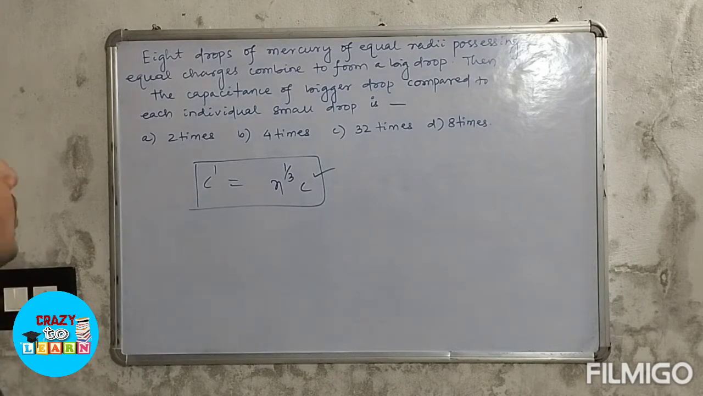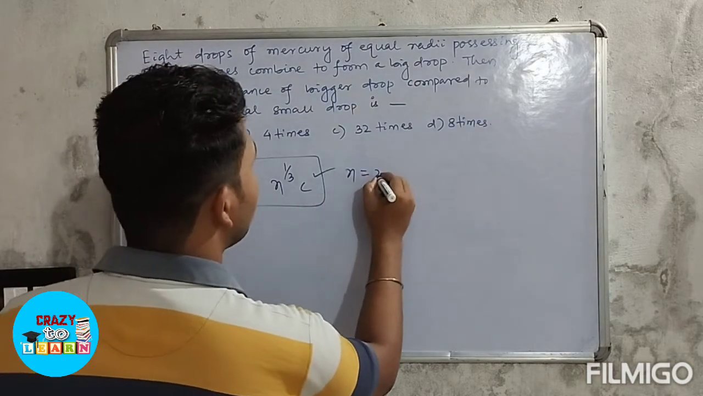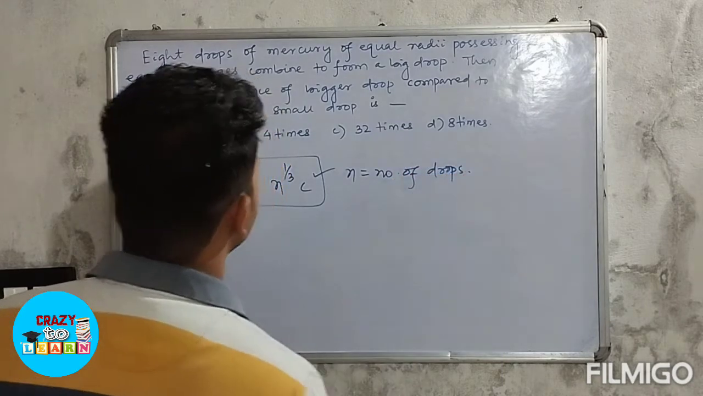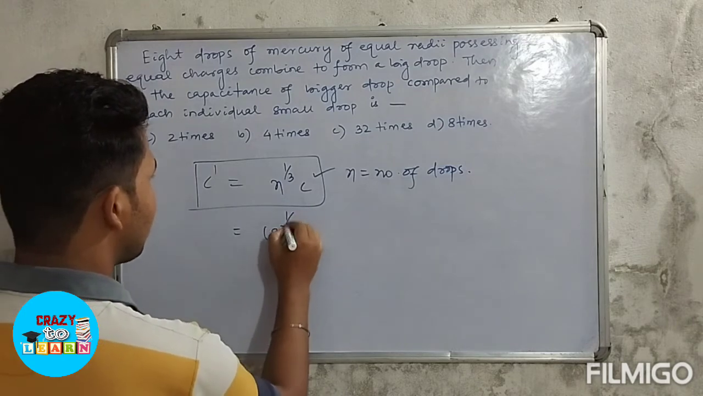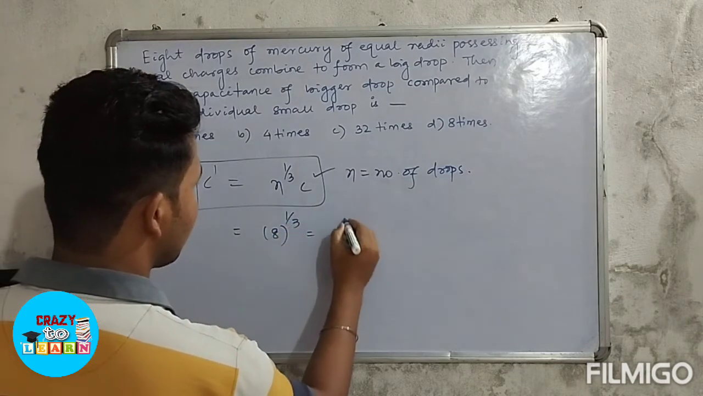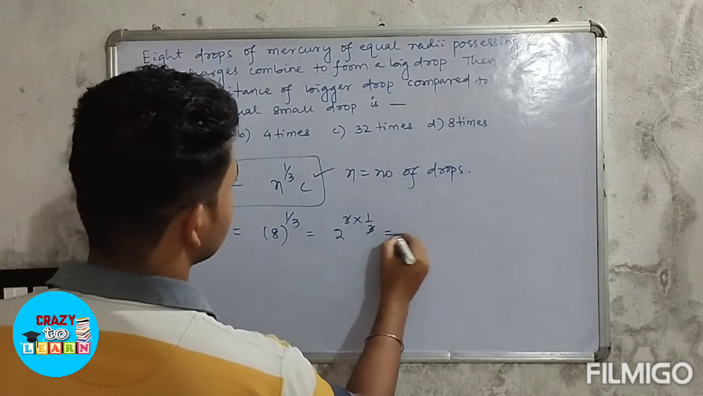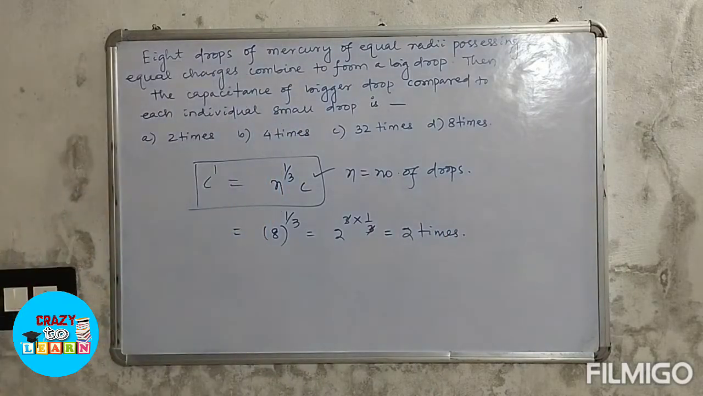Here n is the number of drops. So what is the number of drops here? The number of drops is 8, so 8 power 1 by 3, that means 2 power 3 into 1 by 3, the 3s cancel, and the answer is 2 times.